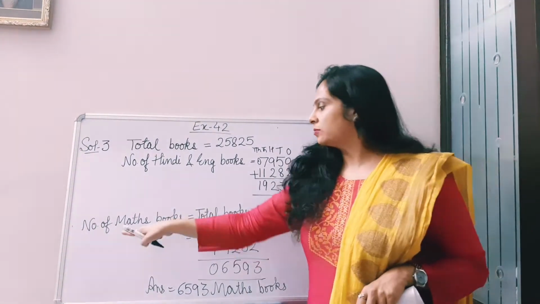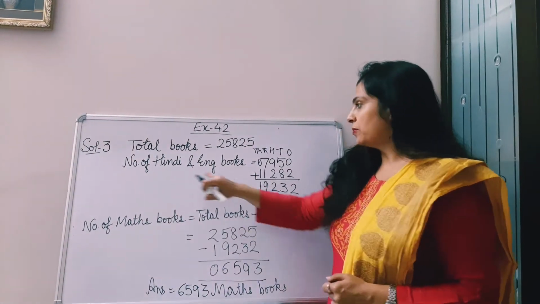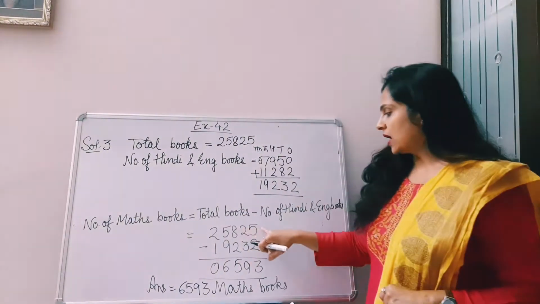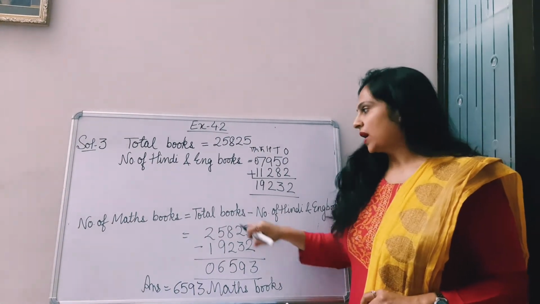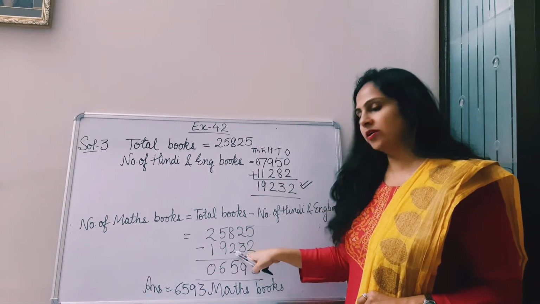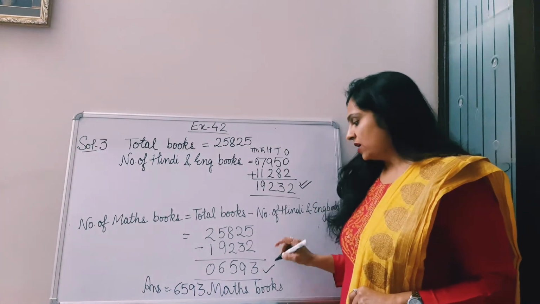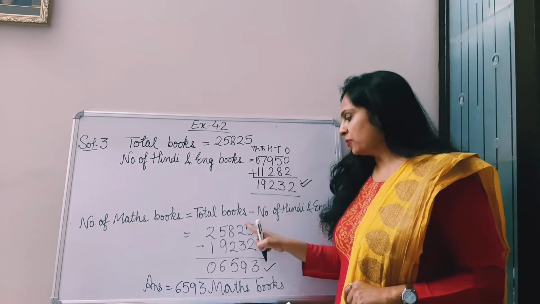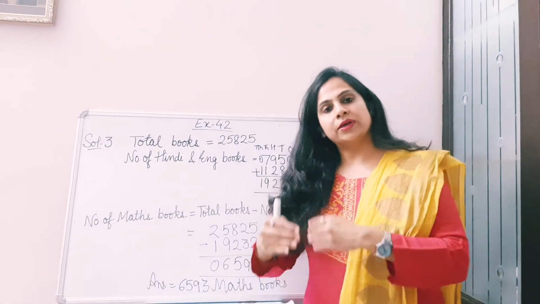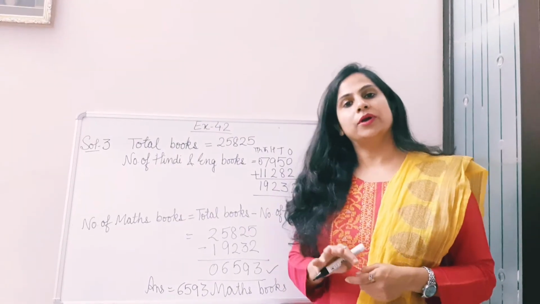Now you have to find the number of maths books. How will we find the number of maths books? We will subtract the number of Hindi and English books from the total books. Okay? Total books are 25,825, and the number of Hindi and English books we have found here. This is 19,232. We will subtract these two numbers and we will get the answer. If you know how to borrow, you can borrow it without showing it. Addition also you can do without showing. Now you are continuously doing addition and subtraction sums. If you are able to do it, then you can do it without showing.